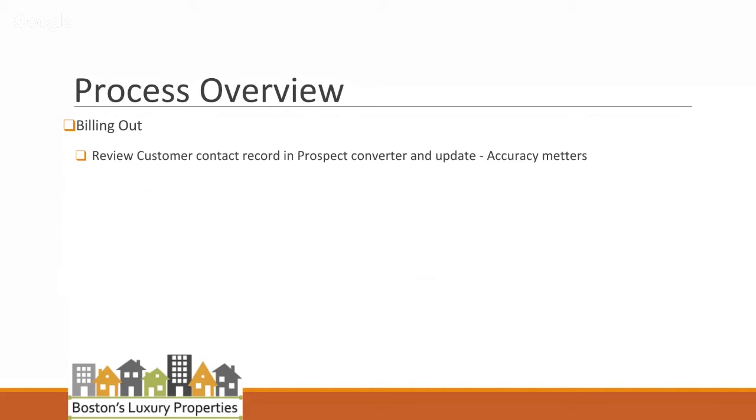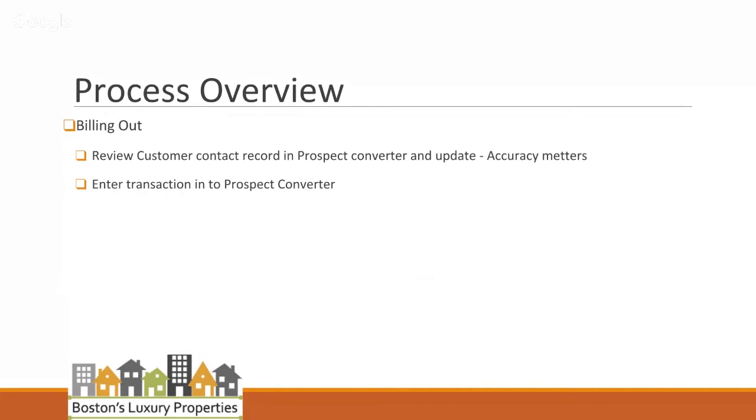A spelling mistake in their email address is going to really mess up our ability to contact them. If the phone number is not entered correctly, if the mailing address isn't entered correctly, these could be problems with trying to maintain those relationships with the customer. Enter transactions into Prospect Converter. We have a video on how to do all of these things, so make sure you're following up with those.